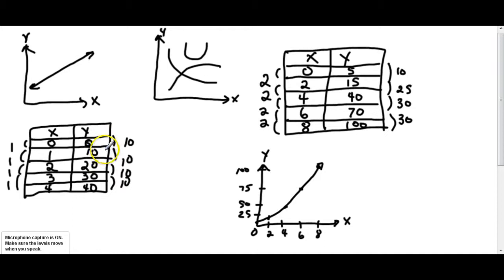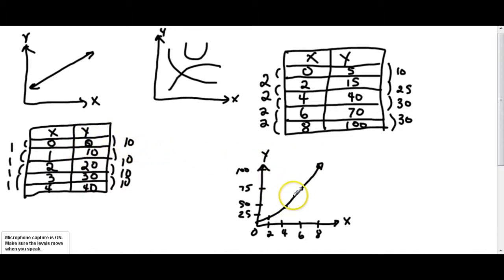Because over here the slope is 10 between each point. 10, 10, 10, and 10. 10 divided by 1 is 10. Here 10 divided by 1 is 10. Okay. 40 divided by 4, 30 divided by 3, 20 divided by 2, 10 divided by 1. Okay, the slope is all 10.